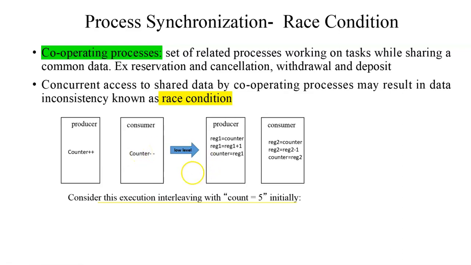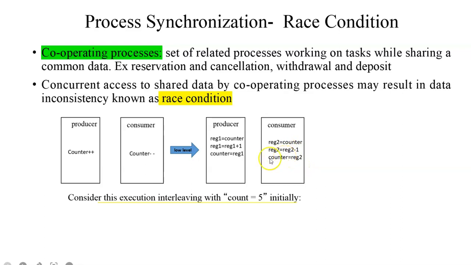Now when they are compiled into low level instructions, each instruction is a set of low level instructions. So here for example, counter plus plus is a set of these three low level instructions. The counter is first stored in CPU register 1, then the CPU register 1 is incremented, and then register 1 is stored back in the counter. Similarly, for counter minus minus, the counter value is stored in register 2, the register 2 is decremented, and then the updated register 2 value is stored back in the counter.